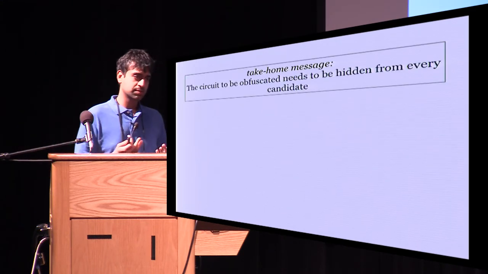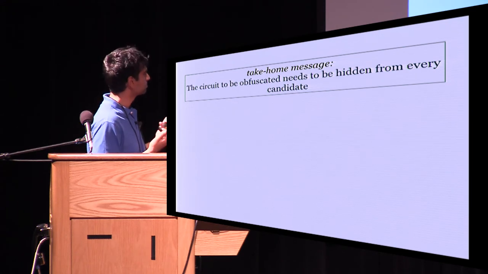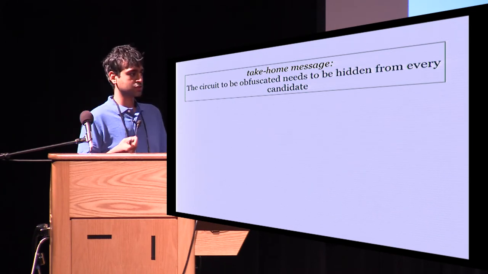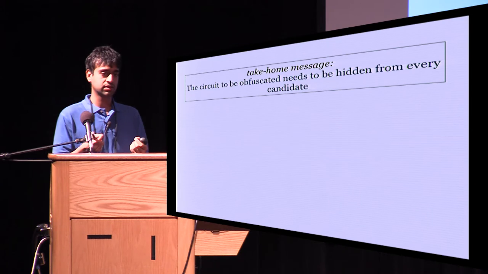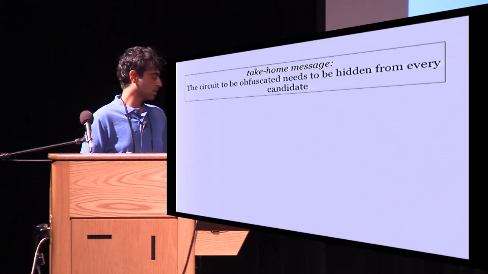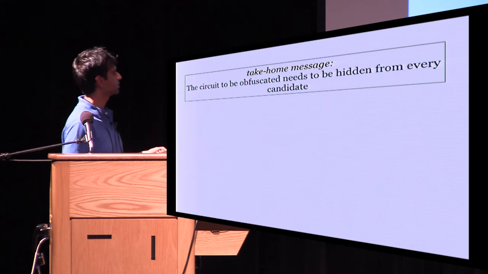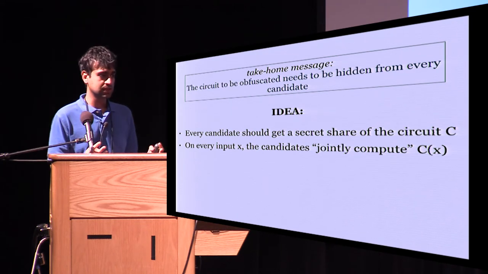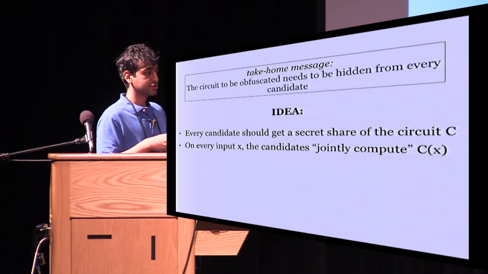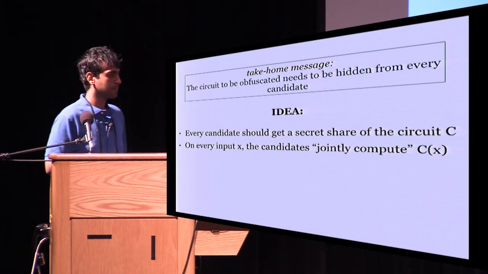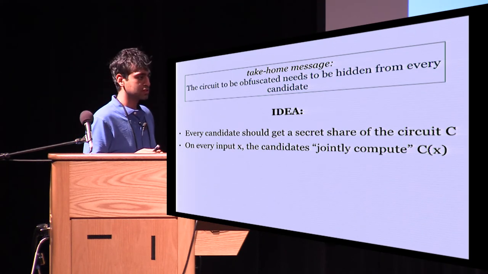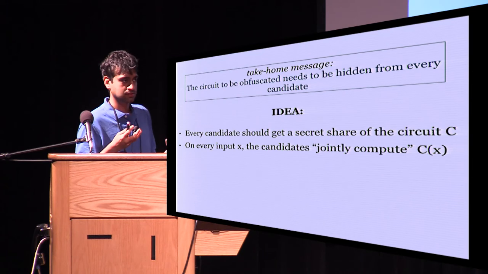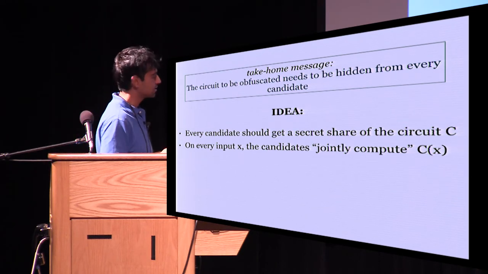So even though this counterexample doesn't work, there is still some message that we can take. The message is that if you have a circuit that needs to be obfuscated, then you have to hide this circuit from all the candidates. So this leads to a natural idea: just do secret sharing of the circuit, right? You want to obfuscate a circuit C, secret share this circuit, and distribute the secret shares among all the candidates. And once you do that, on input X, these candidates jointly compute C of X. It's not clear what this means and how to implement this step.